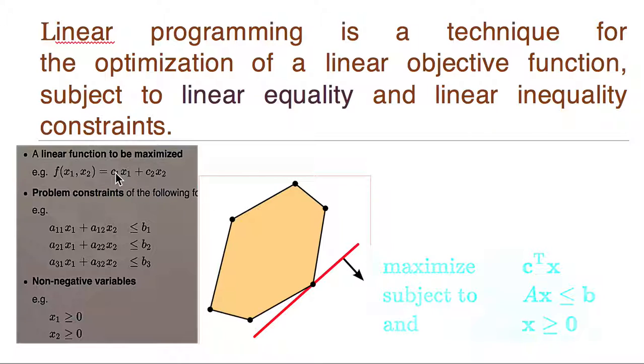So C is C1, C2, and X is X1, X2. These are also two vectors. We can say that B also is a vector because we consider it as a single row. This is the matrix representation of the same equations. Hope you understood what the linear inequality means. Given some inequalities or equalities, we want to maximize this function.